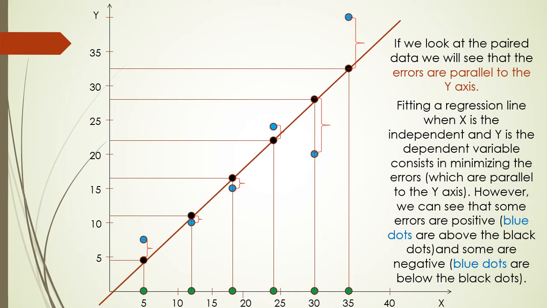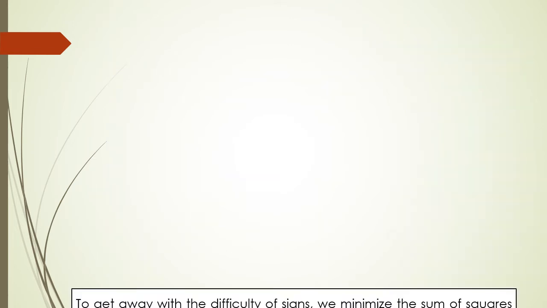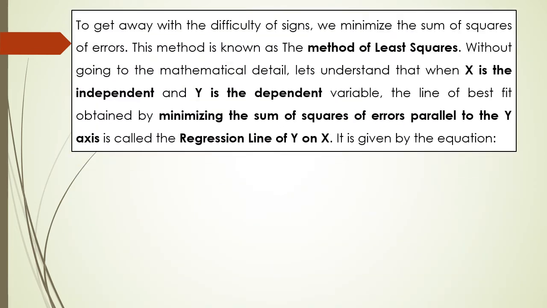Fitting a regression line when x is the independent and y is the dependent variable consists in minimizing the errors which are parallel to the y-axis. However, we can see that some errors are positive. In our case, blue dots are above the black dots, and some errors are negative. In this case, blue dots are below the black dots. To get away with the difficulty of signs, we minimize the sum of squares of errors. This method is known as the method of least squares.